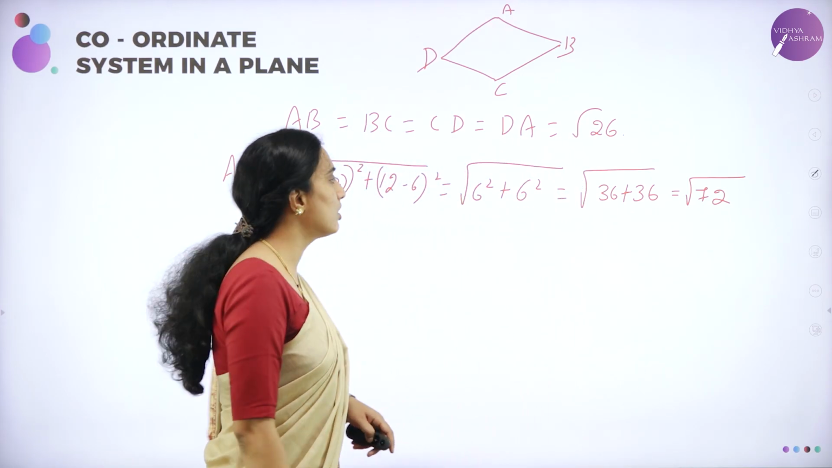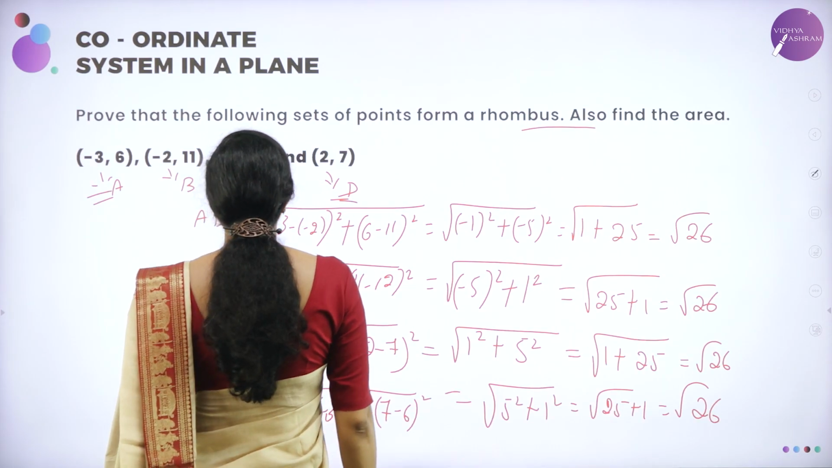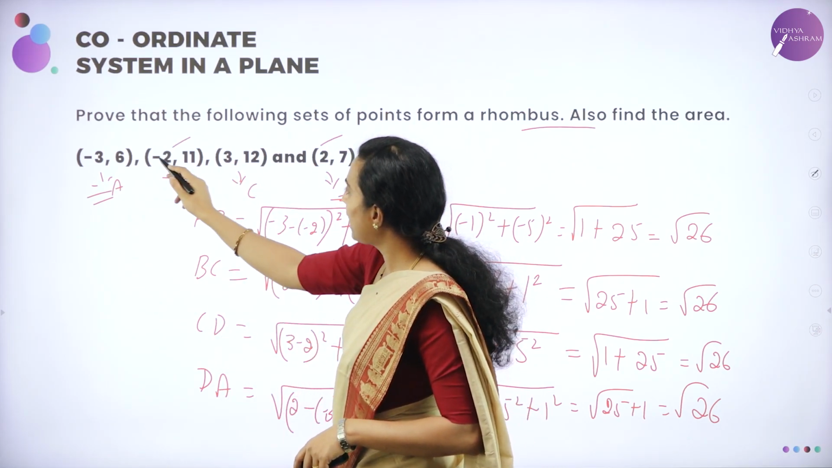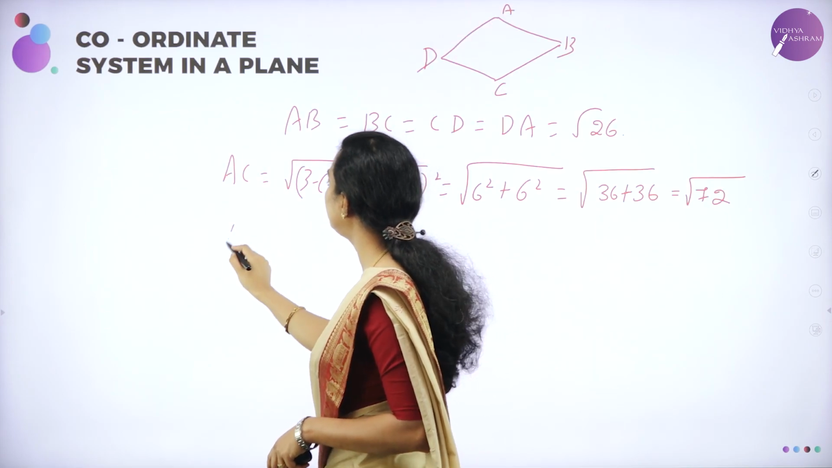Correct? So next, BD. BD we need to find out. This is B and D. So, minus 2 whole square. BD.